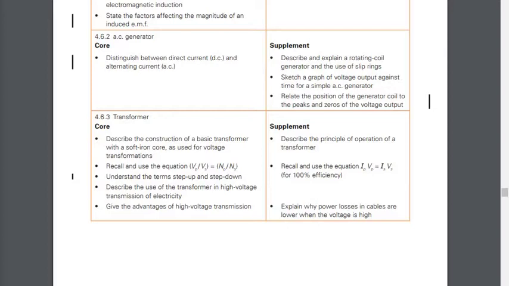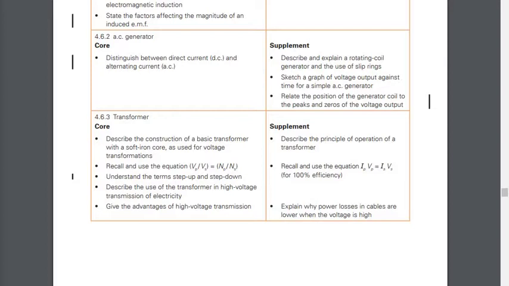All right, so transformers. Describe the construction of a basic transformer with a soft iron core as used for voltage transformations. It's called a transformer because it causes changes or transformations in voltage. Transformers are obviously of two kinds: step up transformers and step down transformers. Step up transformers increase the voltage, and step down transformers decrease the voltage. We'll talk about that in a bit more detail.